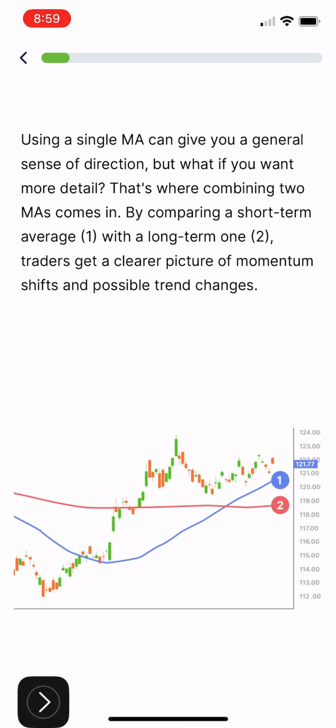Using a single EMA can give you a general sense of direction, but what if you want more detail? That's where combining two EMAs comes in. By comparing a short-term average with a long-term one, traders get a clearer picture of momentum shifts and possible trend changes.